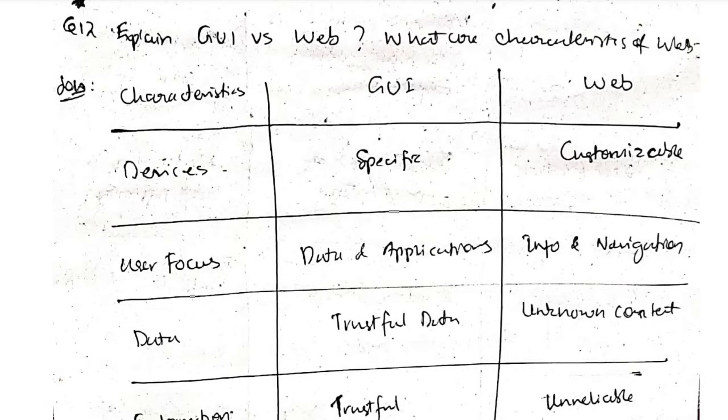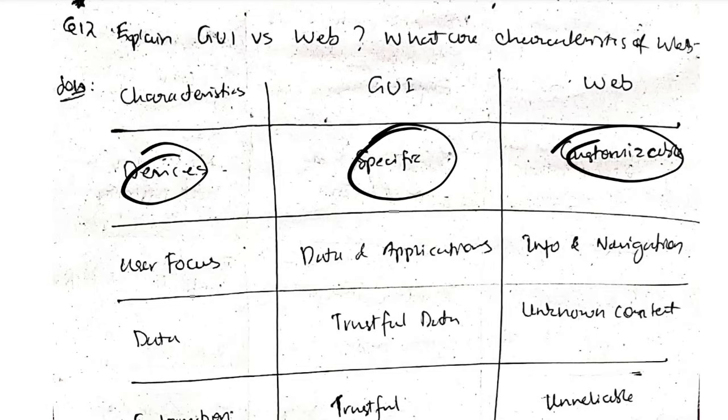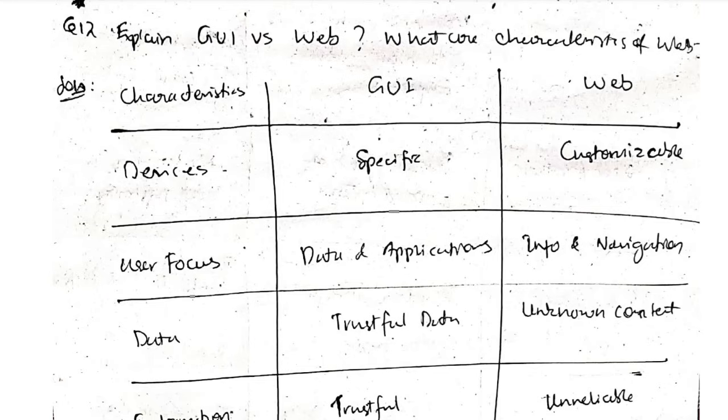If they ask you about GUI versus web, what are the characteristics of the web interface individually or of the GUI independently, you can answer this in this way. Okay. So what you can do is remember these characteristics. The characteristics are given here and the application is given here. Okay. So I'll be going through it quickly. You can remember whatever points you feel like remembering.